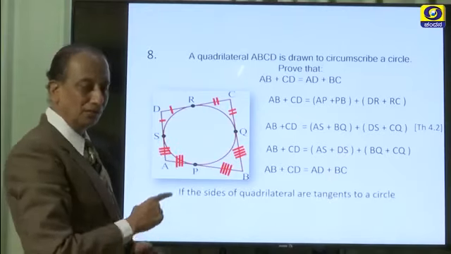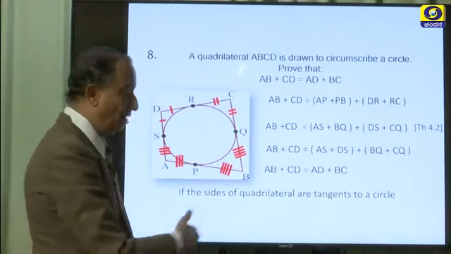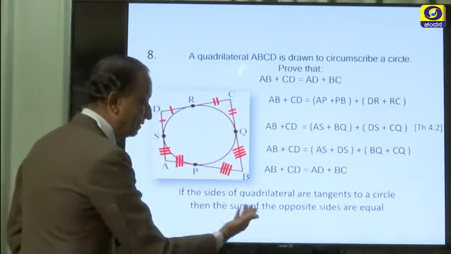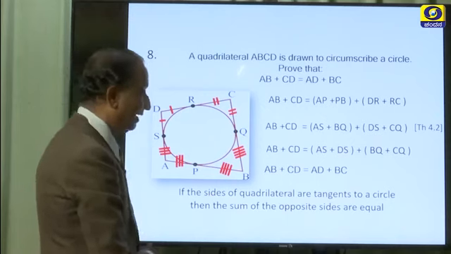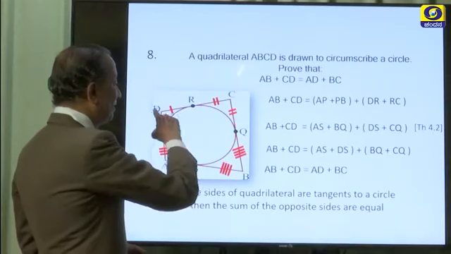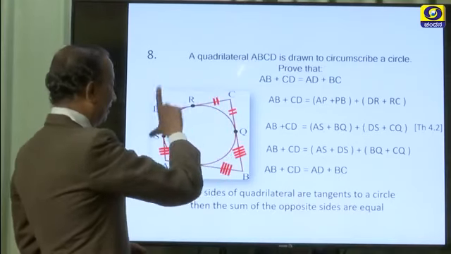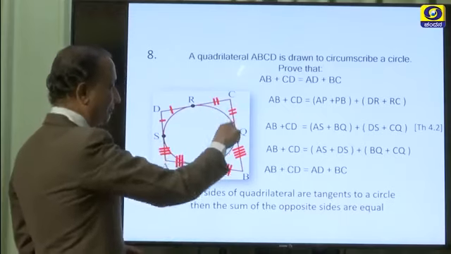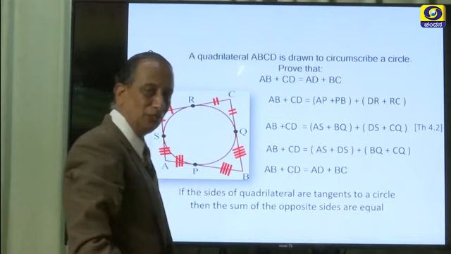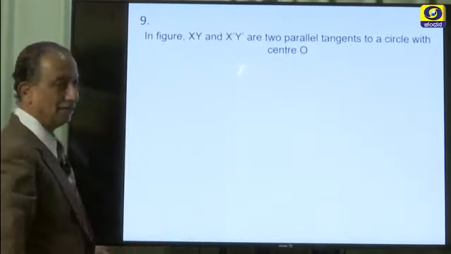So, this can be so nicely remembered as: if the sides of a quadrilateral are tangents to a circle, then the sum of the opposite sides are always equal. If all these four sides are the tangents to a circle, then this plus this is always equal to this plus this. This is because of theorem number 4.2. Okay. Now, another important problem, let us try to understand.